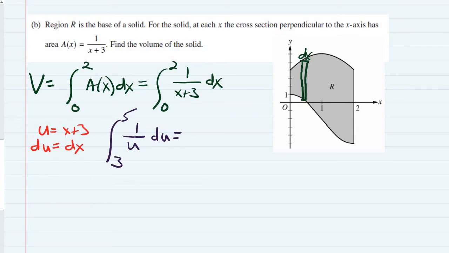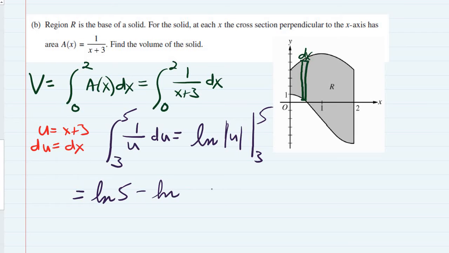The antiderivative of 1 over u is the natural log of the absolute value of u. And I have to evaluate that between 3 and 5. So this gives us the natural log of absolute value of 5, which is 5, minus the natural log of the absolute value of 3, which is 3. Combining those using my rules of logs, I get the natural log of 5 thirds. And that is my volume.